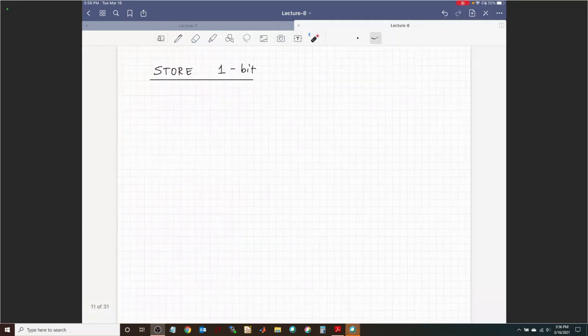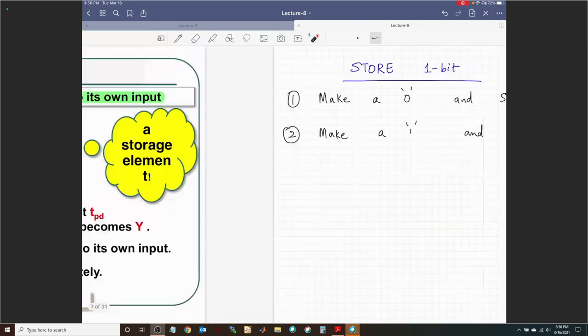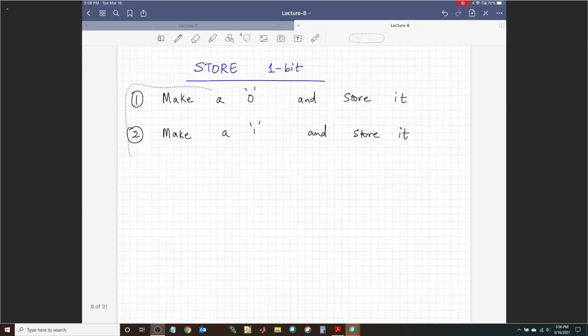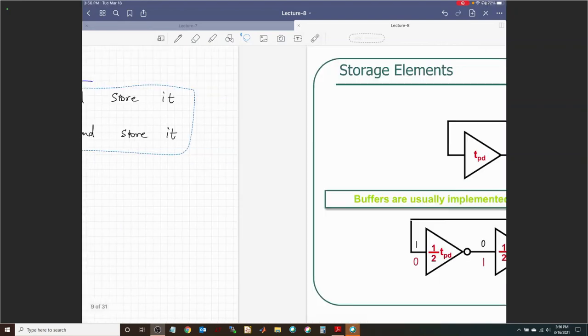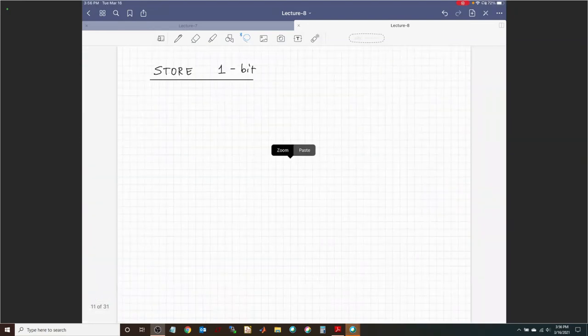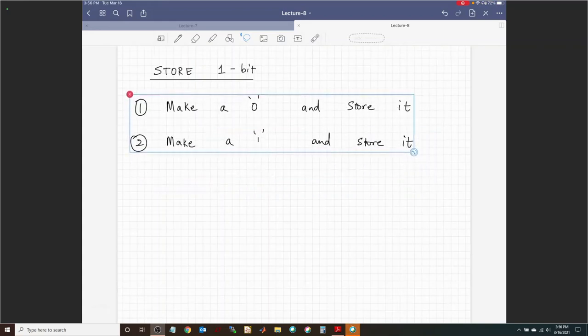We talked about this. When you're trying to store, what are you trying to do? You're trying to do these two things, right? So when you're trying to store one bit of information, you want to do one of these two things. Make things into a zero and store it. Make things into a one and store it.